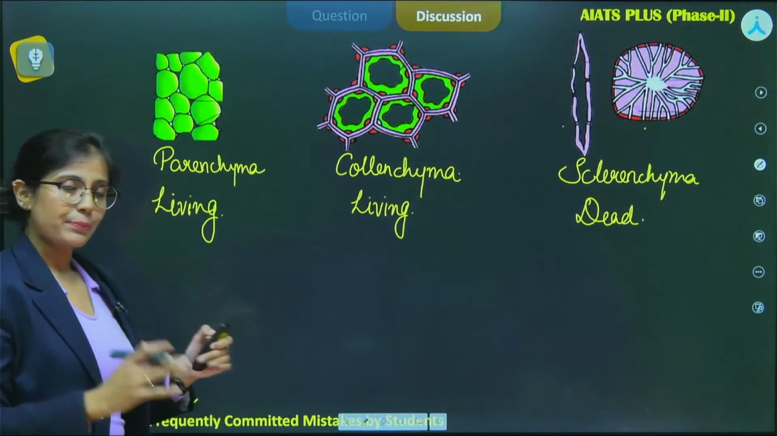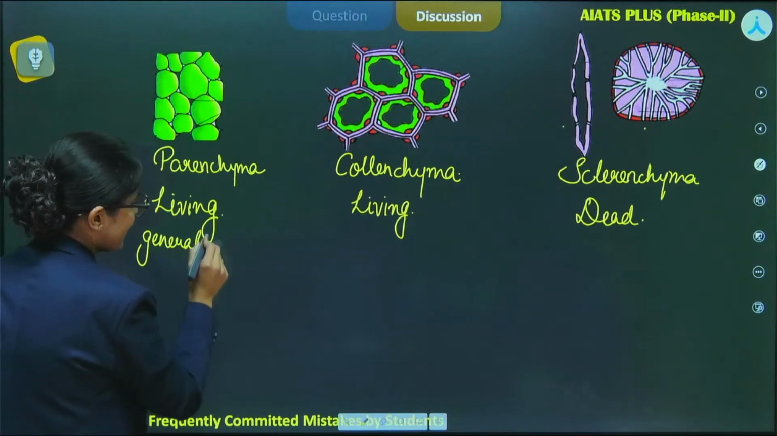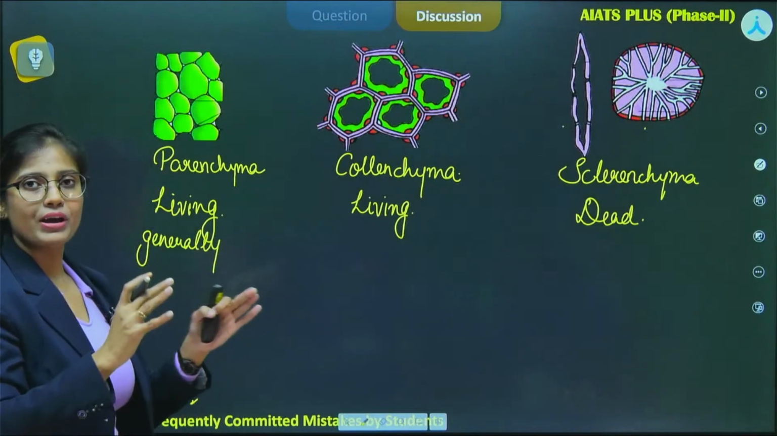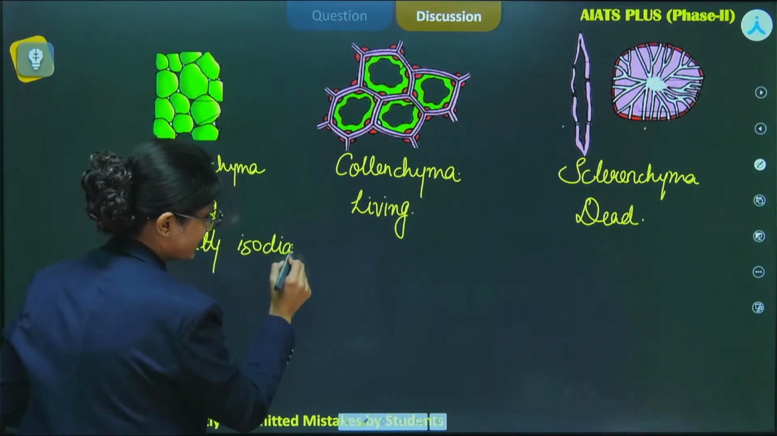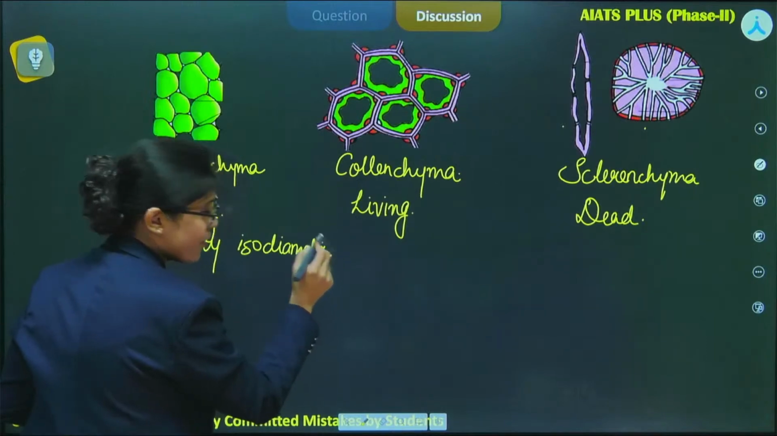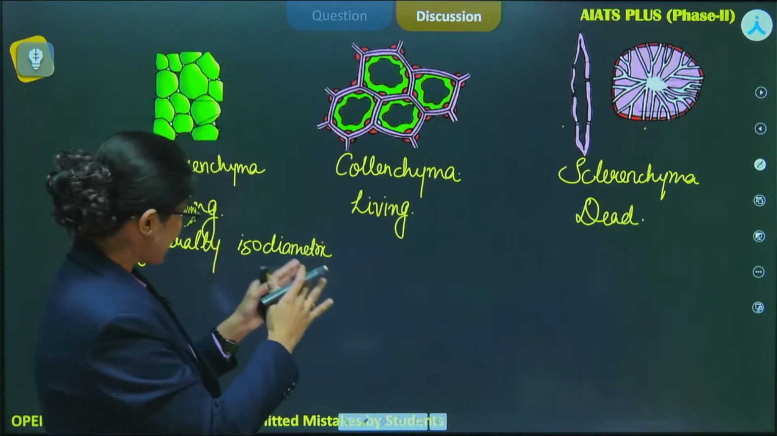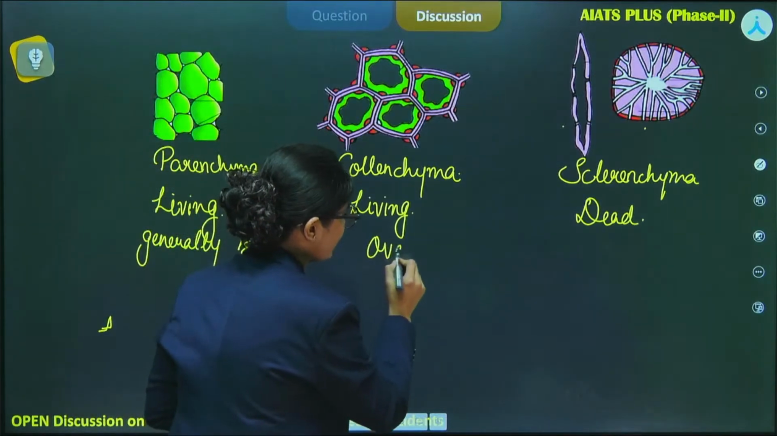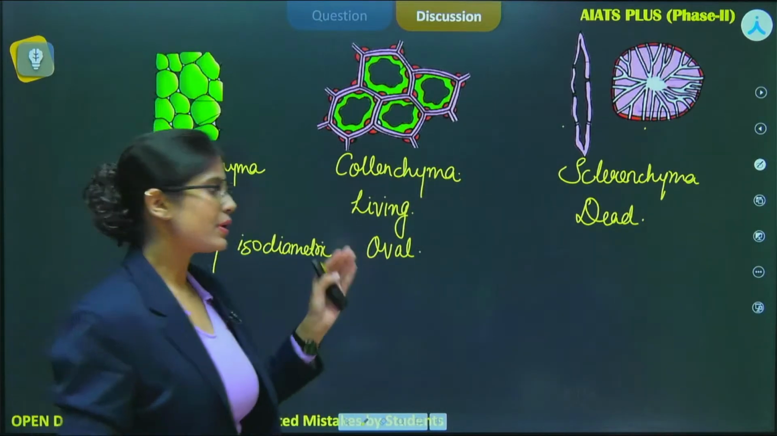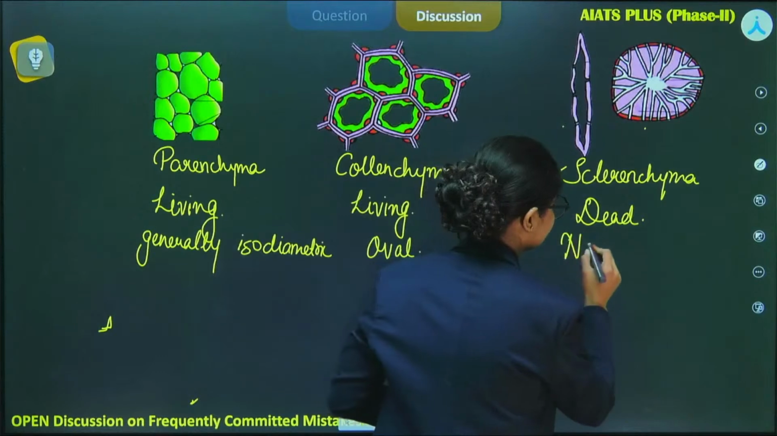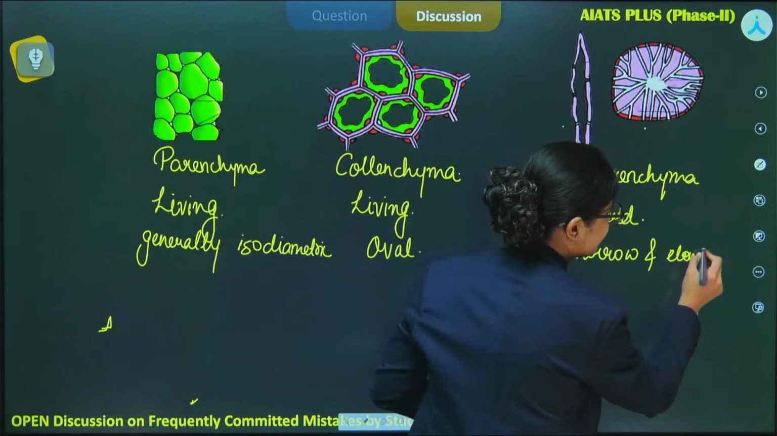If we talk about shape, parenchyma cells are generally isodiametric. Isodiametric means they are oval or round in shape, of similar size basically. They may be oval or polygonal also. If we talk about collenchyma, they are oval, polygonal or spherical in shape. If we talk about sclerenchyma, they are narrow and elongated.